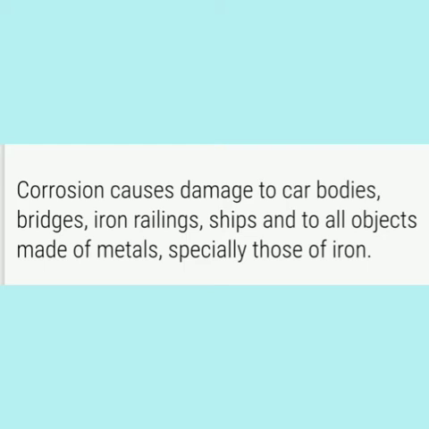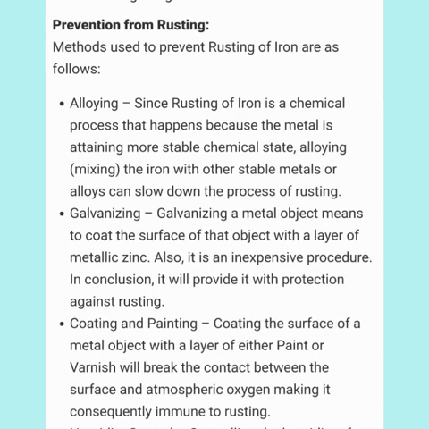To prevent rusting, there are some methods. First, alloying. Since rusting of iron is a chemical process that happens because the metal is attaining a more stable chemical state, alloying, that is mixing iron with other metals, can slow down the process of rusting. Second, galvanizing. Galvanizing a metal object means to coat the surface of that object with a layer of metallic zinc. It is an inexpensive process, therefore it helps in prevention of rusting.